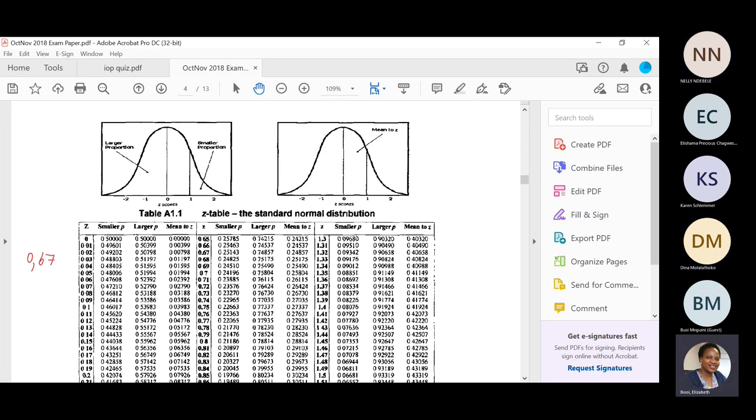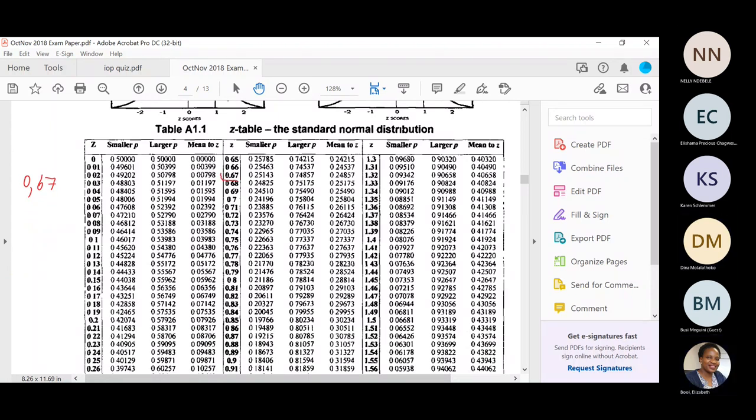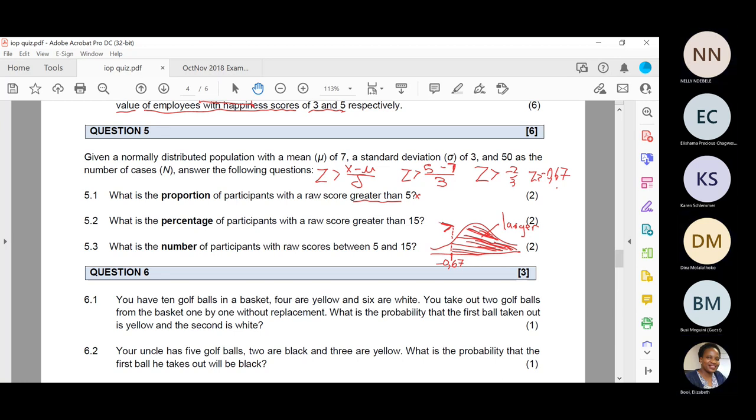We make this table bigger, not too big. We look for minus 0.67. It is here, and the larger portion, that is the answer. So our answer for the proportion is 0.74857. So the proportion here, we can write it as Z of greater than minus 0.67 is equal to 0.74857, and that is how you will answer it.